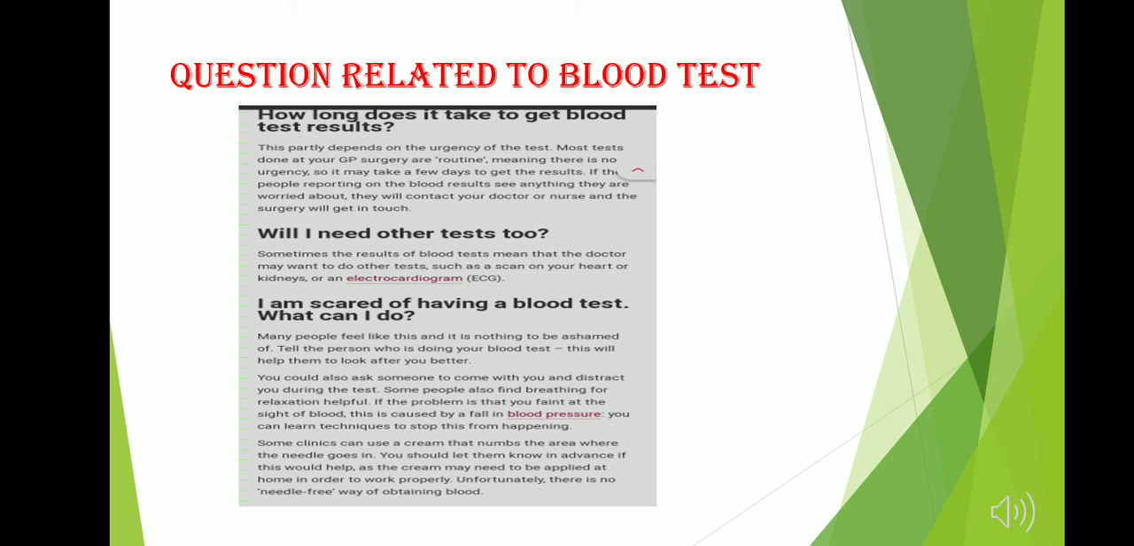If the problem is that you faint at the sight of blood, this is caused by a fall in blood pressure. You will learn techniques to stop this from happening. Some clinics can use a cream that numbs the area where the needle goes in. You should let them know in advance if this would help, as the cream may need to be applied at home in order to work properly. Unfortunately, there is no needle-free way of obtaining blood.